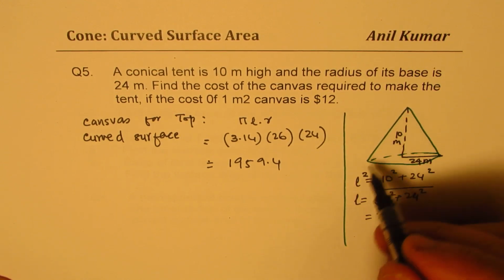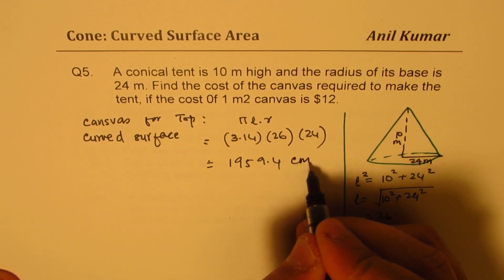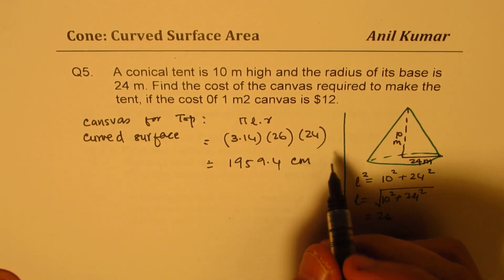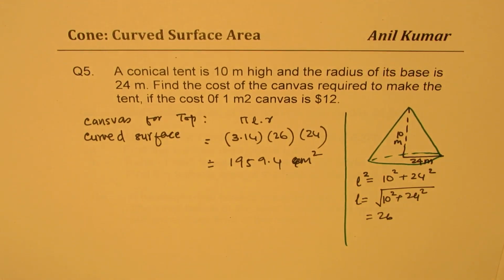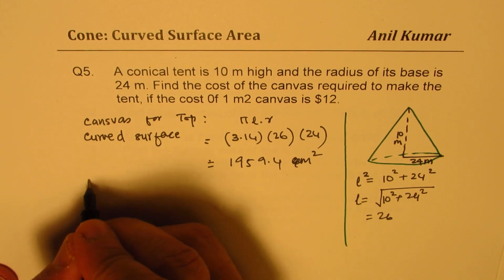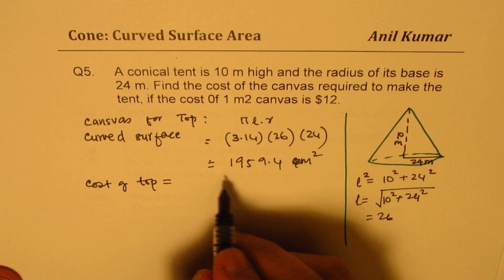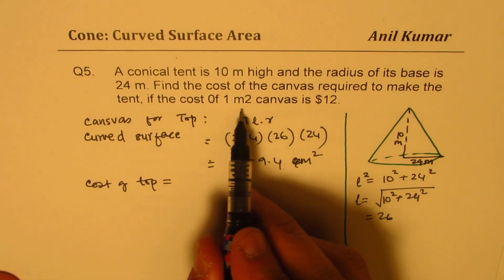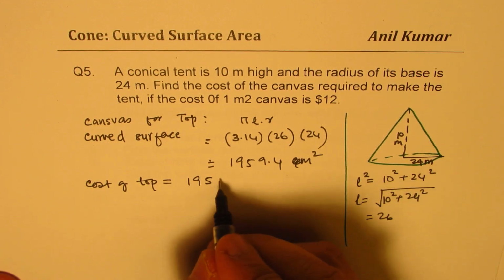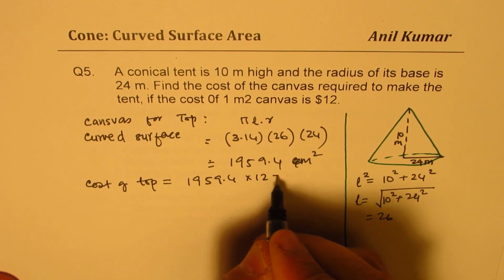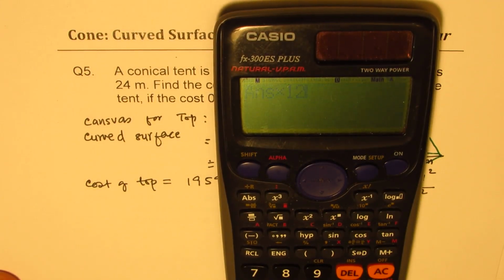So we are assuming that we are only using the top, right? So in that case, this is going to be multiplied. Oh, sorry, this one is meters, so meter square, right? So the top will cost you how much? So cost of the top will be, you have to multiply this by 1 meter square is $12. So 1959.4 times 12 to give you the answer. So just multiply this by 12.